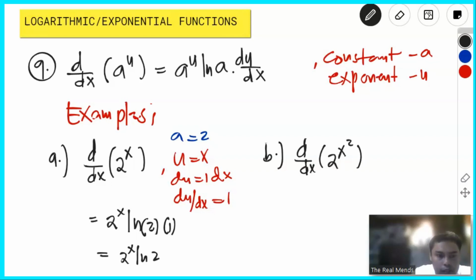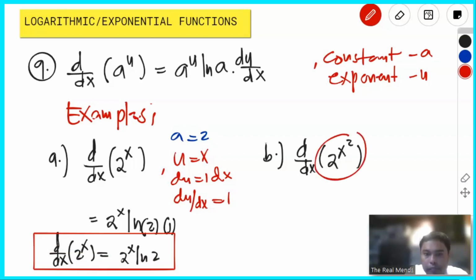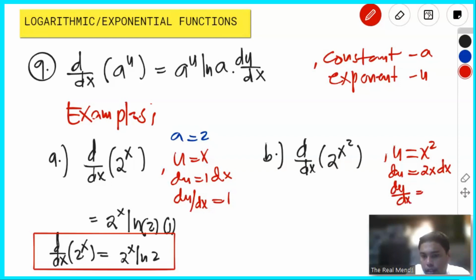Okay, so that is the answer for the derivative of 2 raised to x. From the second problem, we get the derivative of 2 raised to x squared with respect to dx. So from that, our u is equal to x squared. So to get the derivative with respect to x, that is 2x dx. So our du over dx is equal to 2x.